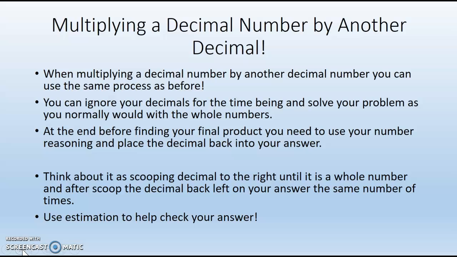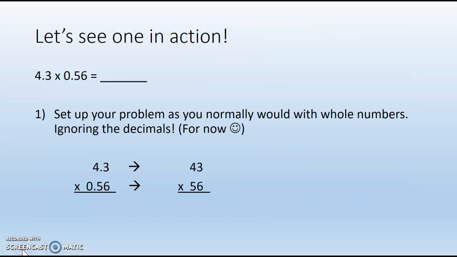So it's going to be really important to use estimation, right? You're going to be thinking about it as scooping your decimal to the right to make them whole numbers initially. And then at the very end, when you're done multiplying, scoop the decimal place back to the left the same number of times you had to move it prior. Estimation, as I mentioned, is going to be key because it's going to help you place that decimal in the appropriate spot in case you're unsure. And it's also going to help with your reasonability to make sure that you're on the right track and you've scooped appropriately. So let's see one in action.